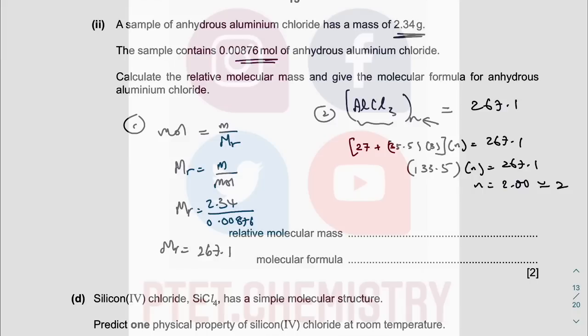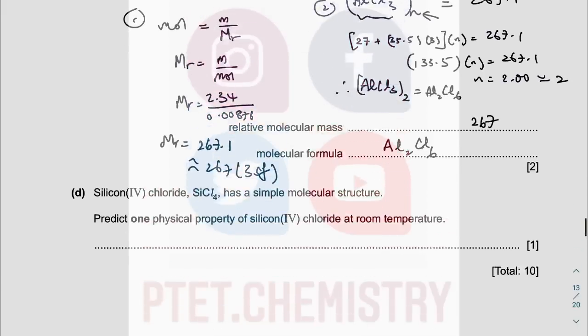There's 2. Therefore, your molecular formula is going to be AlCl3 twice, which means Al2Cl6. Okay? So there's 267.1. You can round it to 267, because the data given is 3 sig fig. So I will just leave it as 267 because it's appropriate based on what is given as 3 sig fig.